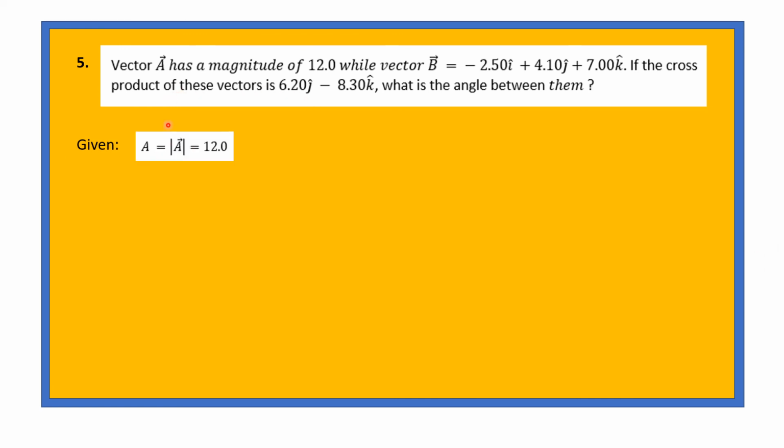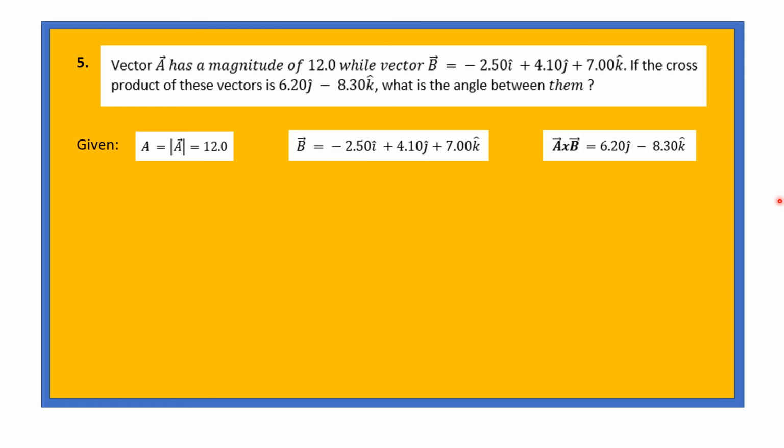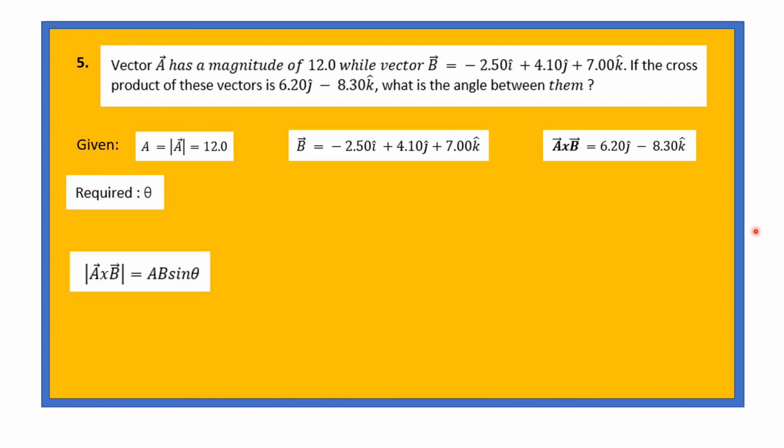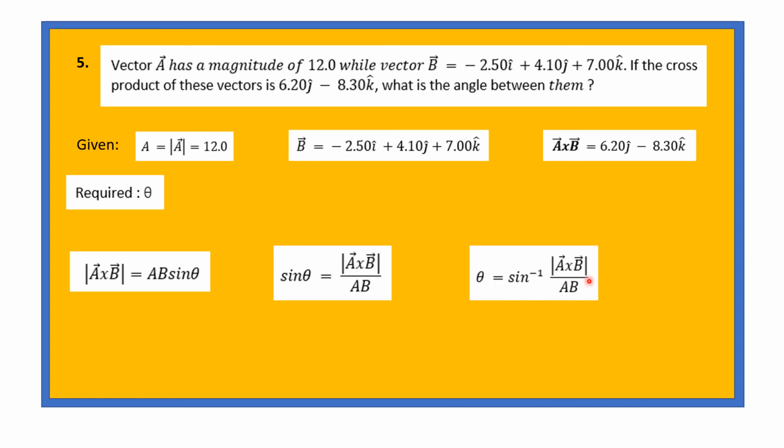We are given A, its magnitude. You can write A here, there's no arrow on top. Its magnitude is equal to 12. Vector B is given. And then the cross product A cross B is also given. We have these results here, 6.20 and negative 8.30, it's given. So if you want to find the angle, again we have the formula A cross B equals AB sine theta. What is the value of theta? So we have sine theta equals A cross B over AB. A is the magnitude of vector A, B is the magnitude of vector B. So theta is equal to sine inverse of A cross B over AB.